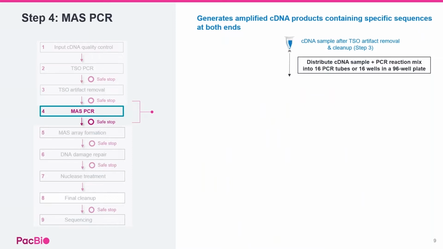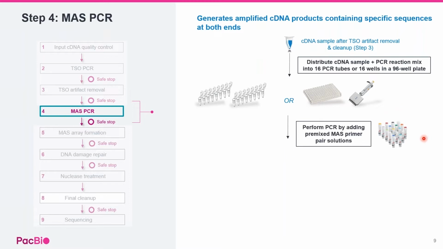Step 4 in the procedure is MAS-PCR. This step generates amplified cDNA products containing specific sequences at both ends. So the cDNA sample after TSO artifact removal and cleanup, to the cDNA sample, we add PCR reaction mix and then distribute this into either 16 tubes of a PCR strip tube or into 16 wells of a 96 well plate. To this, the MAS primer pair solutions are added.